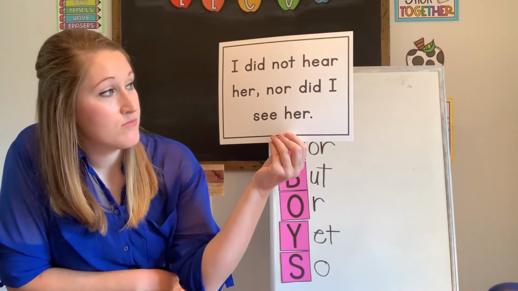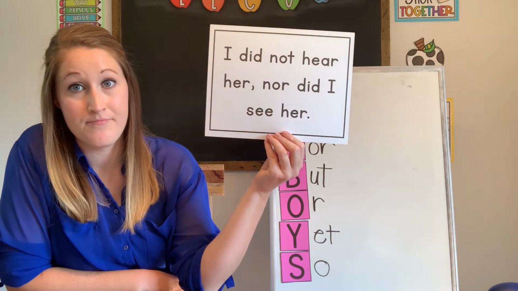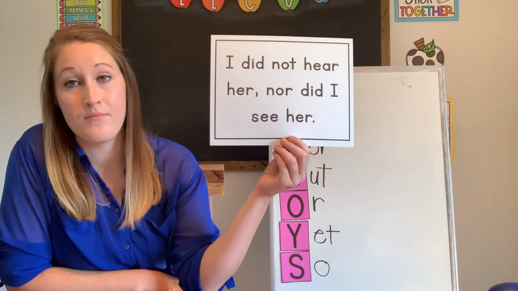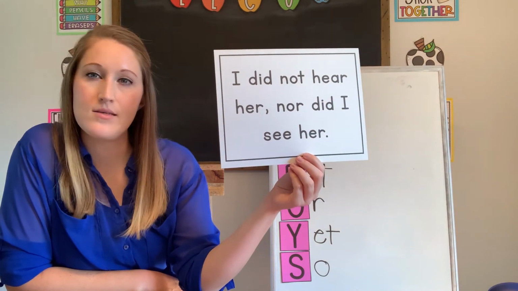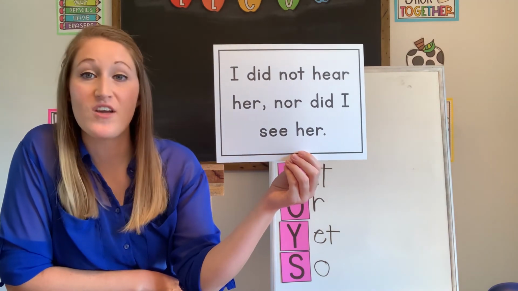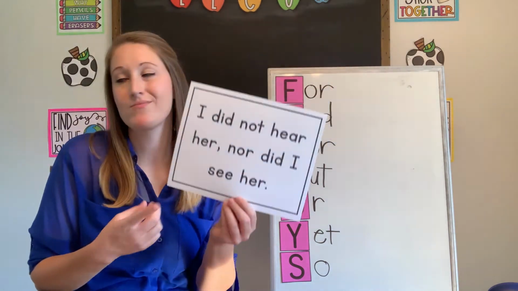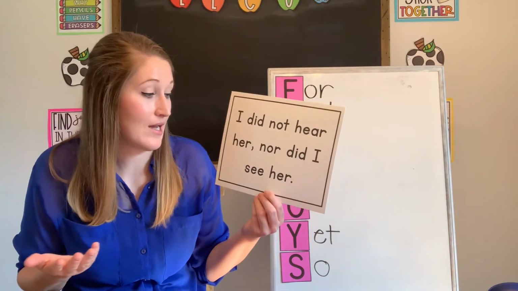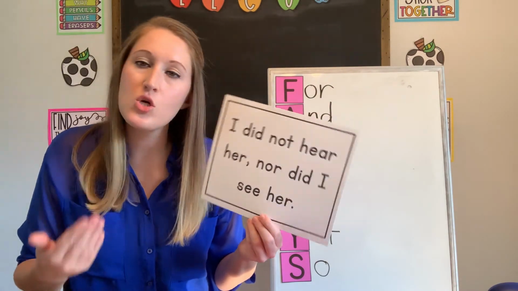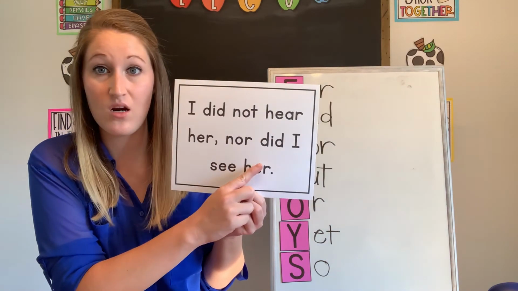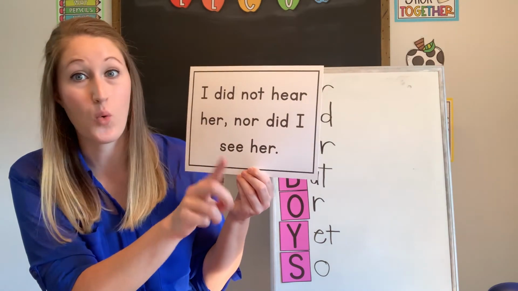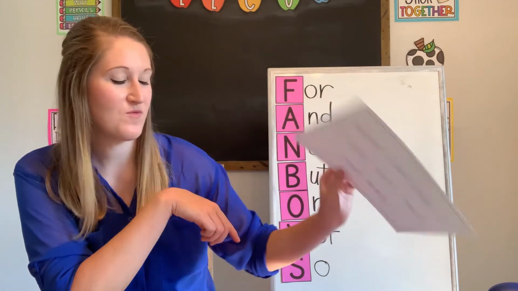I did not hear her, nor did I see her. Is there a conjunction in this sentence? Very good. Nor, right? I didn't see her and I didn't hear her, right? Nor kind of takes place of that, right? It's two negatives, right? I didn't see her and I didn't hear her, right? So nor is taking that negative, nor, right? I didn't do it. Very good.